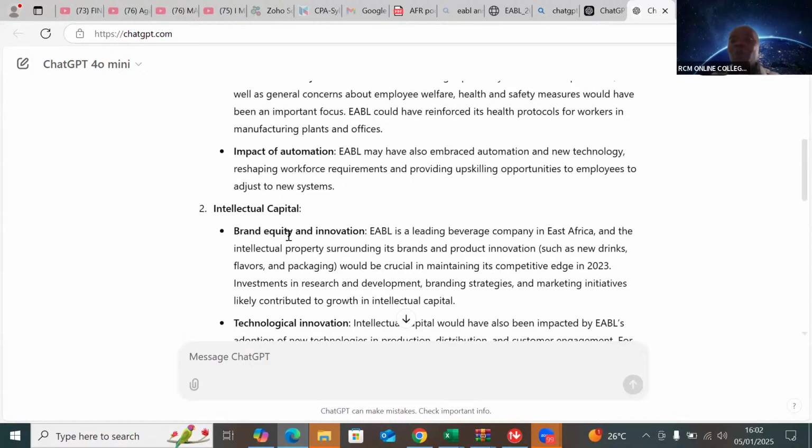Intellectual capital, brand equity, and innovation. EABL is a leading beverage company in East Africa, and the intellectual property surrounding its brands and product innovation, such as new drinks, flavors, and packaging, would be crucial in maintaining its competitive edge in 2023. Investment in research and development, branding strategies, and marketing initiatives likely contributed to growth in intellectual capital. Technological innovation.